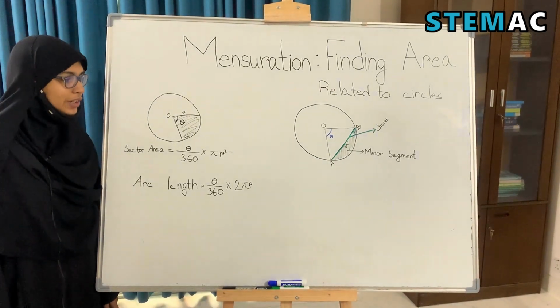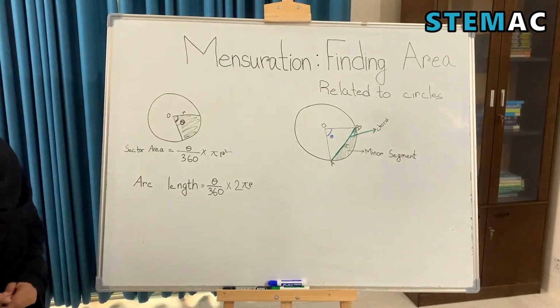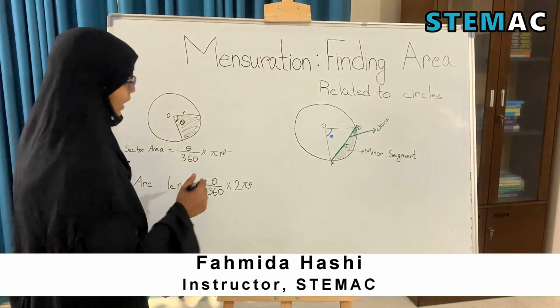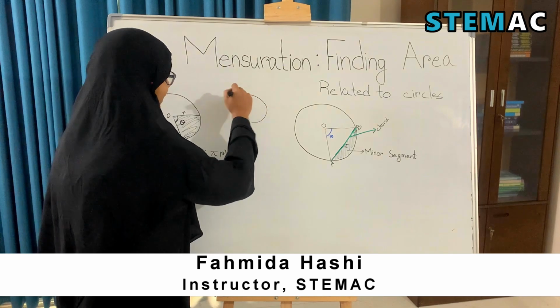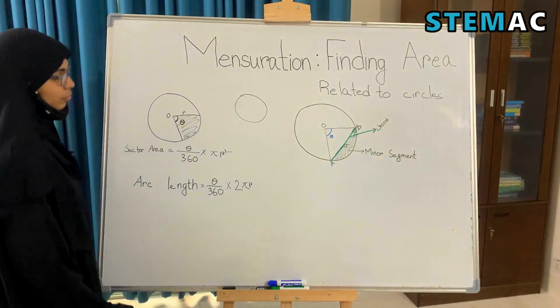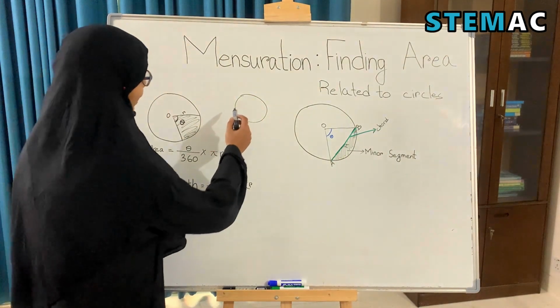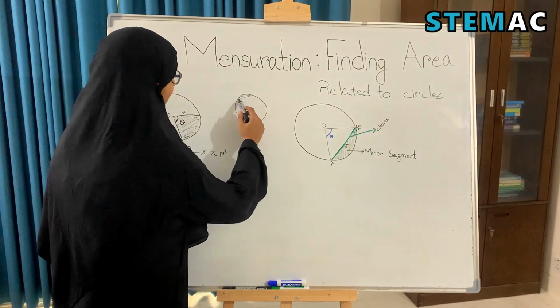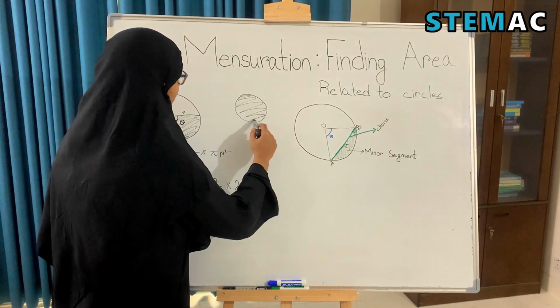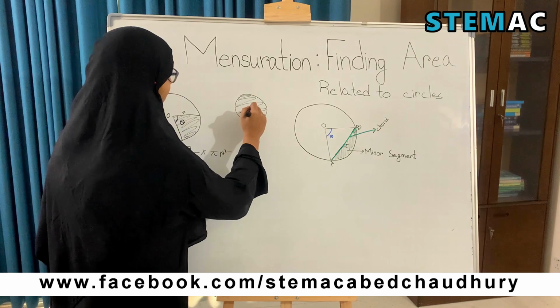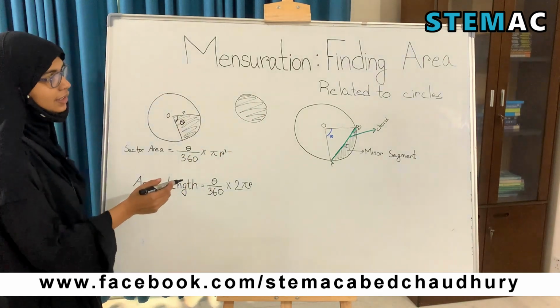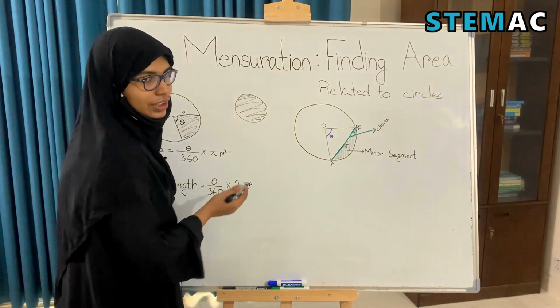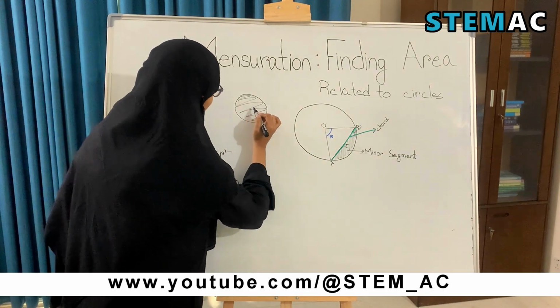Now we are going to learn about circles. You should already know by now what circles are. This is a circle. You should already know by now that the area of a circle is dependent on its radius. The bigger the radius of the circle, the larger the area of the circle.